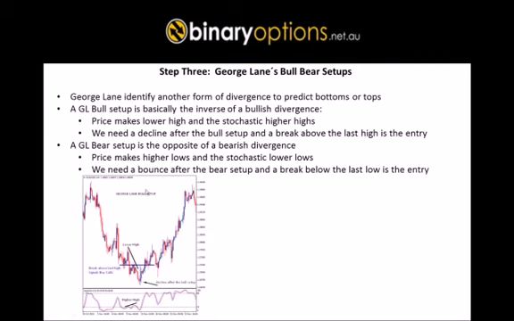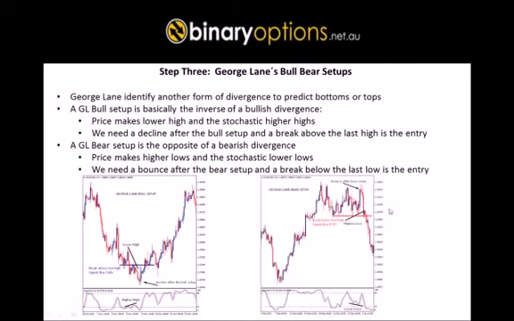Now, here you have a George Lane bull setup. As you can see, on a down move, price makes lower highs, but the stochastic is making higher highs. After we get the bull setup, which is lower highs in price and higher highs in the stochastic, we have a decline in price. And when we take out the previous high, we have a signal to buy calls. This is a George Lane bull setup.